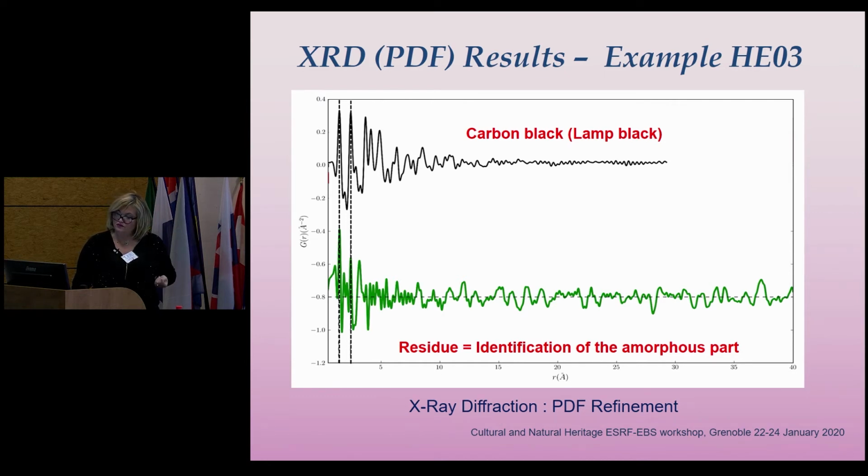At point 1.2, we observed the distance carbon to carbon, and at point 2.4 we observe the distance of the carbon to the neighbor, to the other one. So good results are coming, but you've seen that the samples are really a lot of samples.